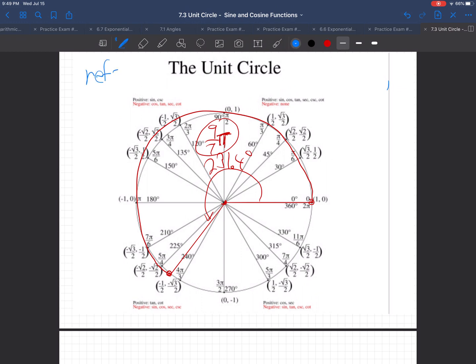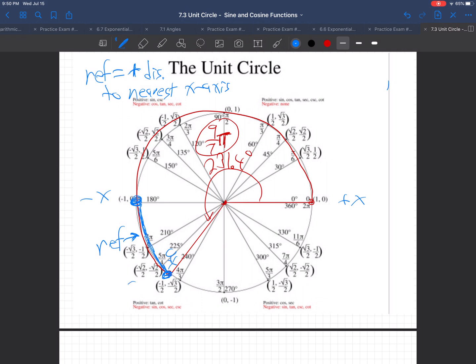What's a reference angle again? It's the positive distance to the nearest x-axis. So here's the negative x-axis, the positive. If you're standing right here, this is the nearest right there. So how far is it from here to here? That's going to be our reference angle. It's the distance from where we're at to the nearest x-axis. Well, how do you find that out?